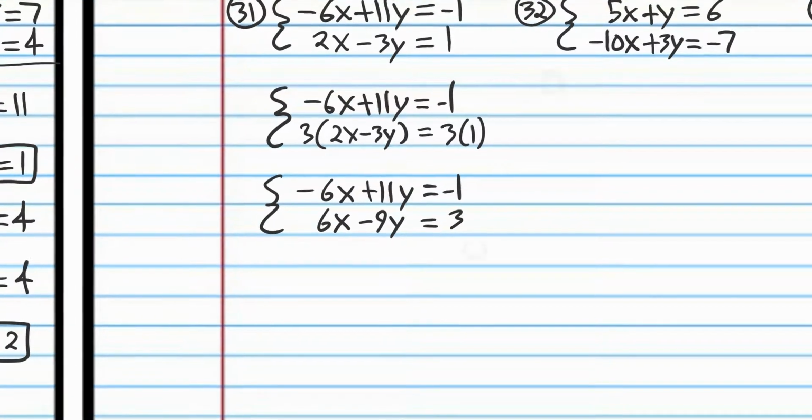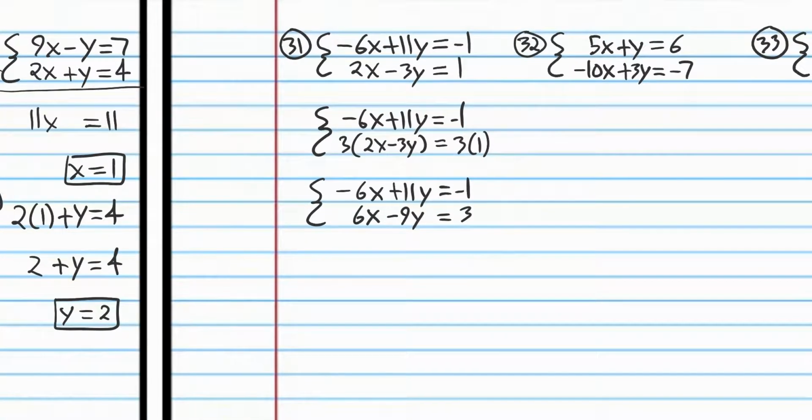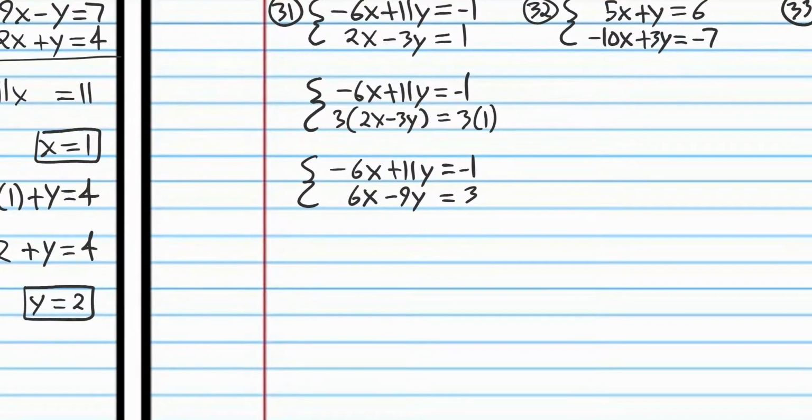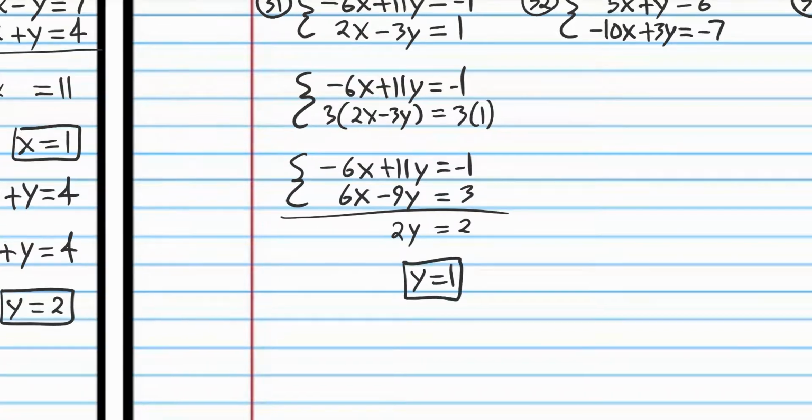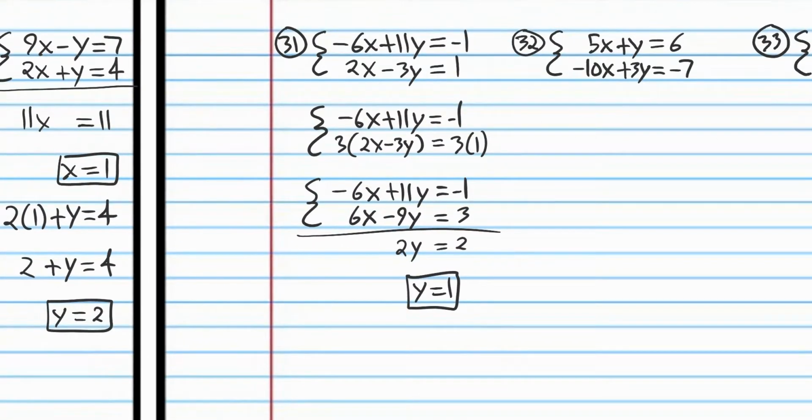All right, so that looks right. So now we have a negative 6 and a 6. So now we can add them together, and we end up with 2y is equal to 2 and y is equal to 1. A lot of solutions in these systems are 1. It just makes it easier to do the math.